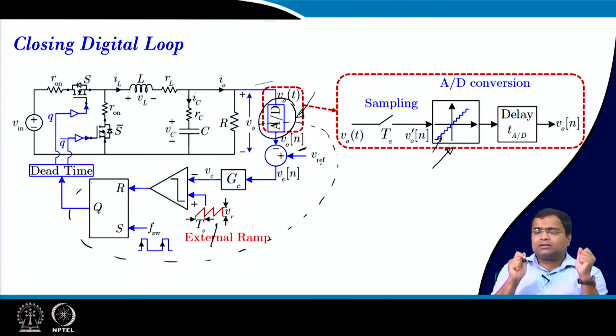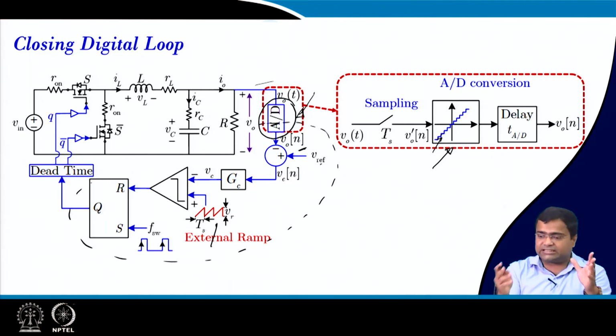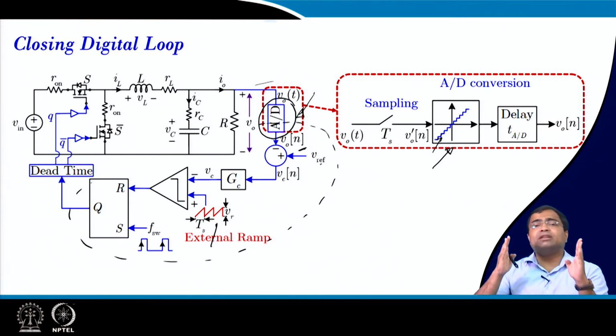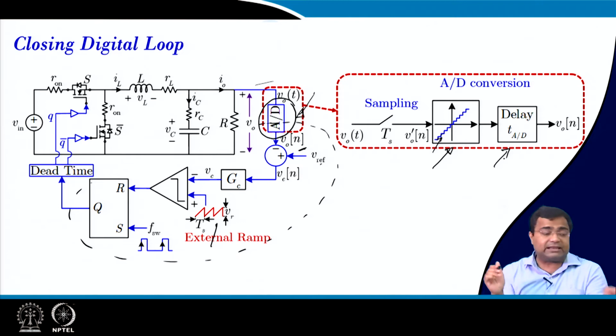So, here this A to D converter has a sampler, and it will also have a hold because of the resistor, and it will also have a quantizer. But every ADC will have some conversion time, and that is represented by the delay.